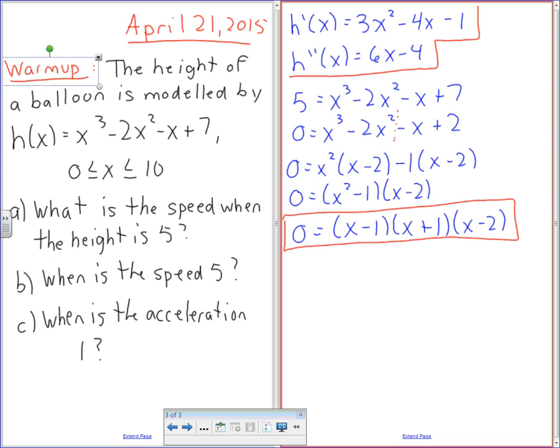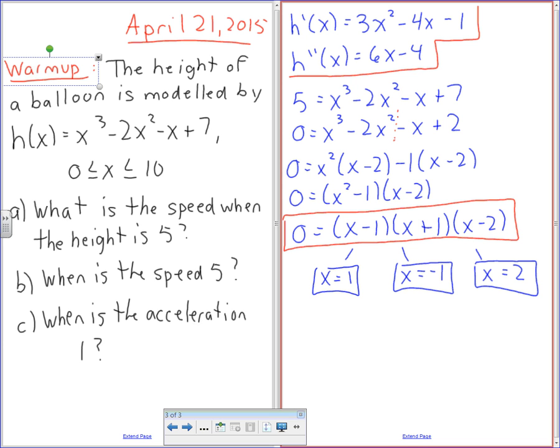So can I get someone who's not raised their hand today? Sorry, Amy and Christina, you're out. What is x going to actually be here right now? You got it? 1 and negative 1. So this is going to be x equals 1. This is going to be x equal to negative 1. And this is going to be x equal to 2.